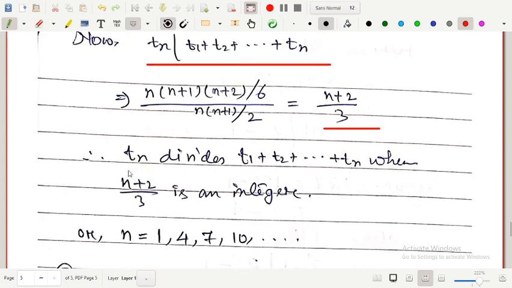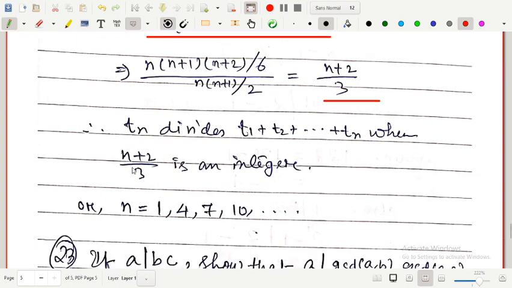Let's see. So Tn divides T1 plus T2 up to Tn when (n plus 2) by 3 is an integer. Okay. For what values of n is (n plus 2) by 3 an integer? If we put n equal to 1, 3 by 3 is an integer. If we put n equal to 4, 6 by 3 is an integer. If we put n equal to 7, 7 plus 2, 9 by 3 is an integer. For n equal to these values, we are getting Tn divides the sum T1 plus T2 plus T3 up to Tn. So this is the answer.